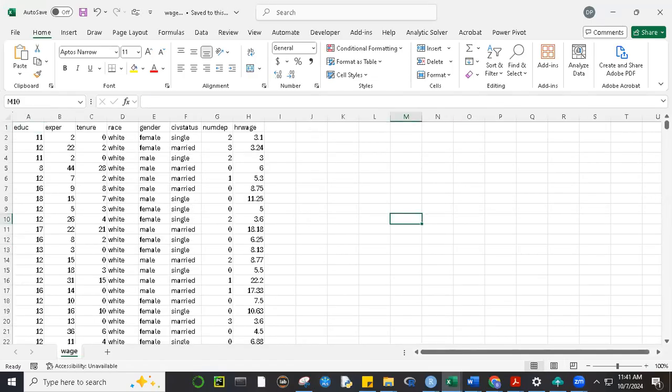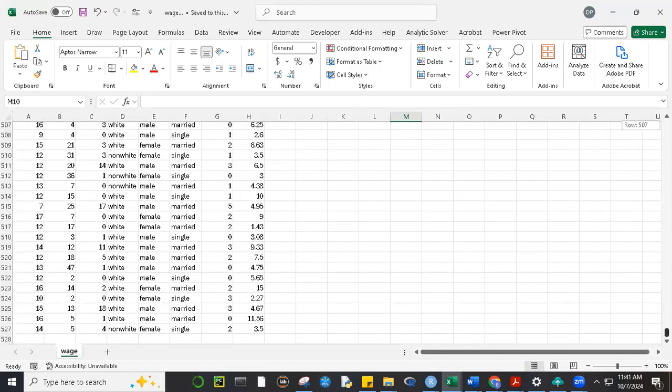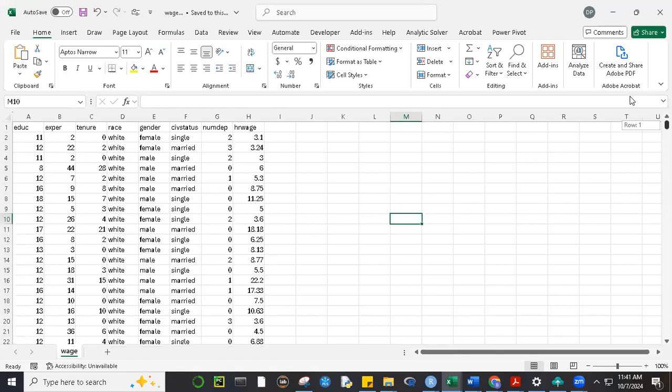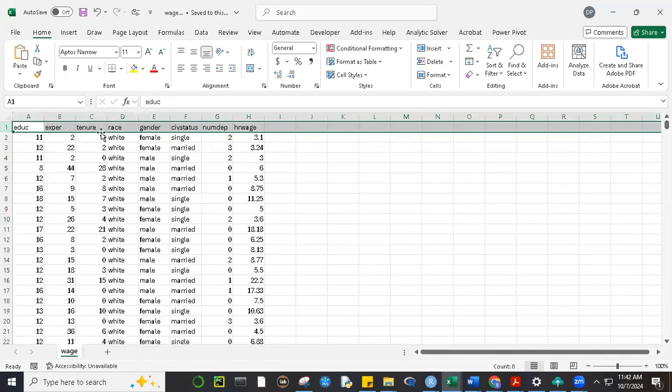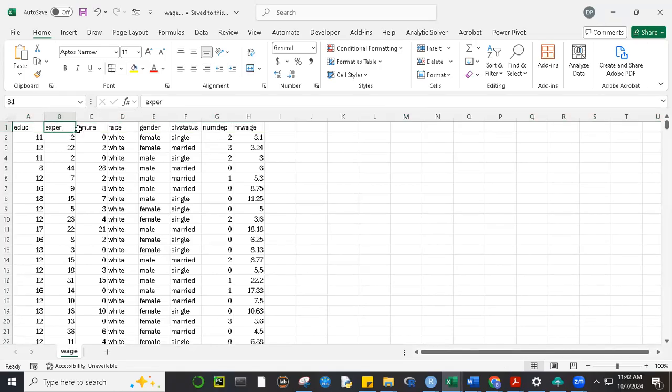So we have this class. We have our data. It consists of 527 observations. And then we have our variables: education, experience, tenure, race, gender, civil status, number of dependents, and hourly wage. The first objective, the first lesson that we're going to do, is to create a model where we would like to establish the relationship between your dependent variable, which is hourly wage, and education, experience, tenure, etc. We'd like to know if we can predict hourly wage given education. So does education have an impact on the hourly wage of this employee?